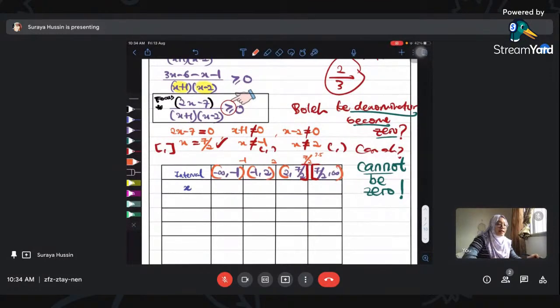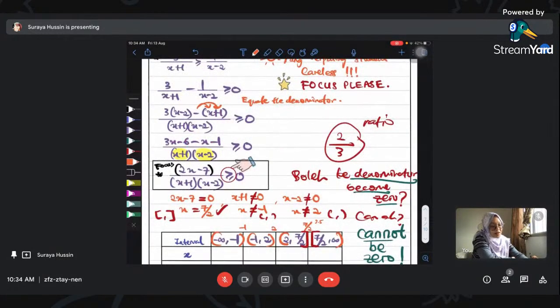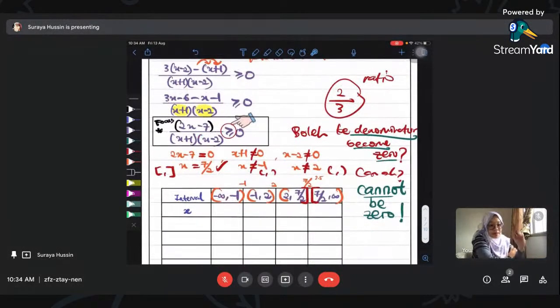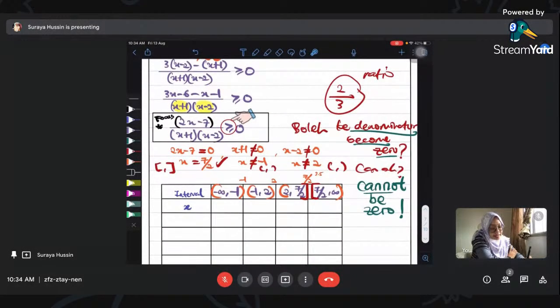So sebab itulah saya kata the most careless code. Now I remember. Yang terpaling student careless, focus please, sebab many of you menyangkakan, nampak je ada equal, means everything will be tutup, will be closed. But no, not like that. You have to check whether denominator dia ada ke tidak. Of course lah, kalau rational ada denominator, betul tak? So kalau adanya denominator, kena double check.